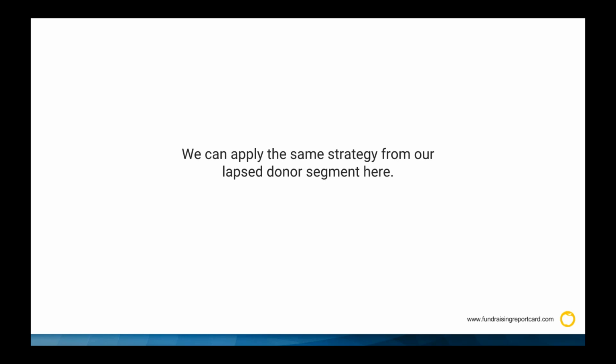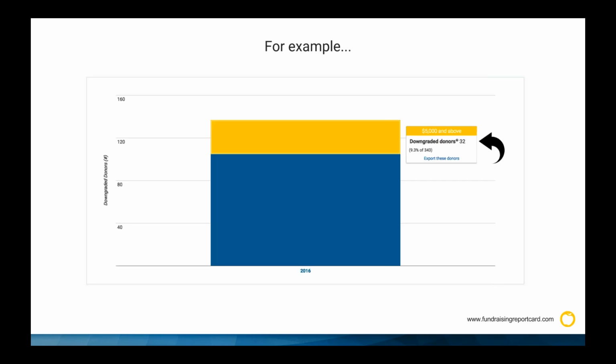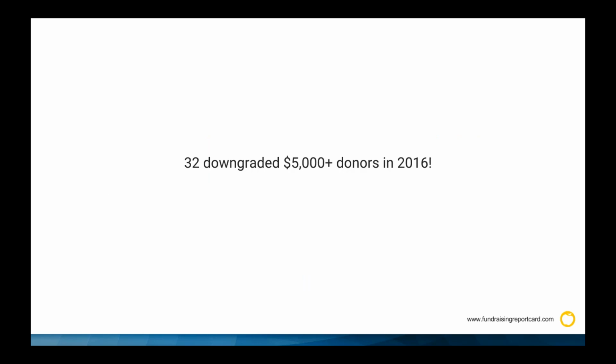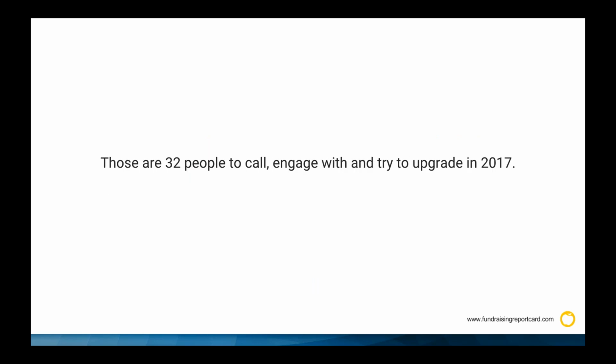So we can apply the same exact strategy. I don't want to harp on the same thing for too long, but let's apply the same strategy we used with the lapsed donor segment here. This particular organization had 39 downgraded major donors in 2016. Simple, right? 39 people to call.